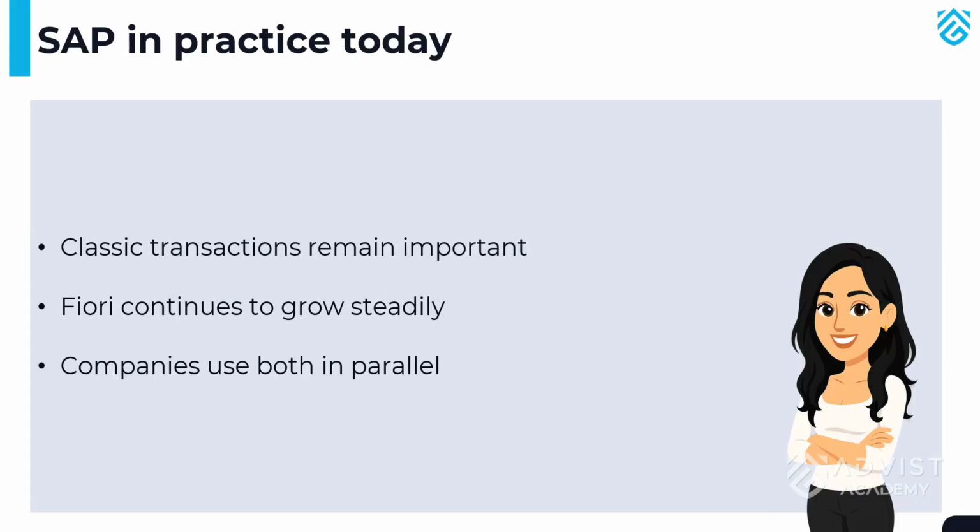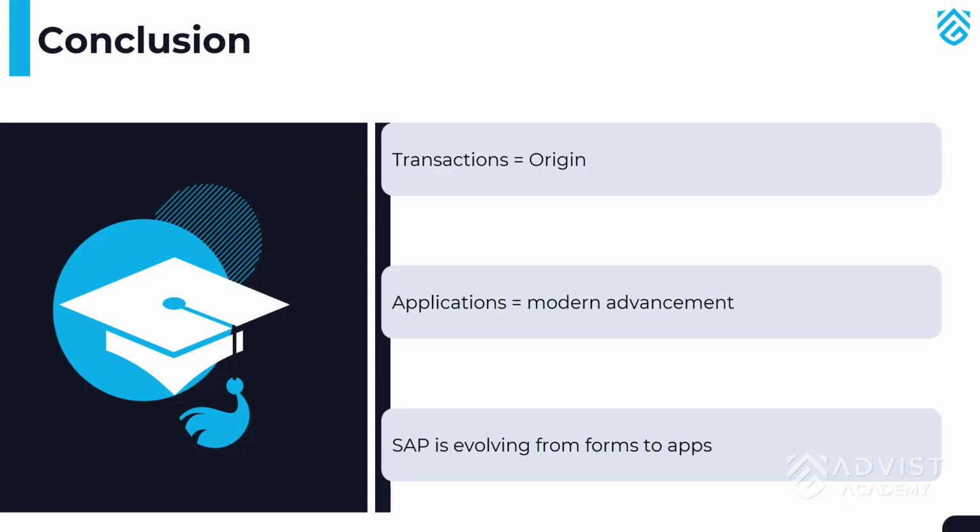It is important to understand that transactions have not disappeared. Even in S/4HANA, there are many classic transactions that continue to be used. At the same time, SAP is continuously expanding its range of Fiori applications. In practice, many companies today work with a hybrid model. Standard processes run in Fiori apps, while complex or rarely used functions continue to be executed in classic transactions. This brings us to the end of the video.